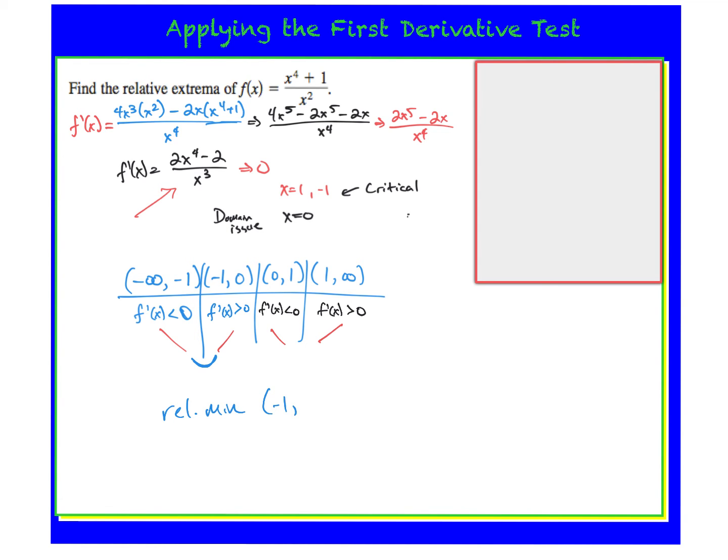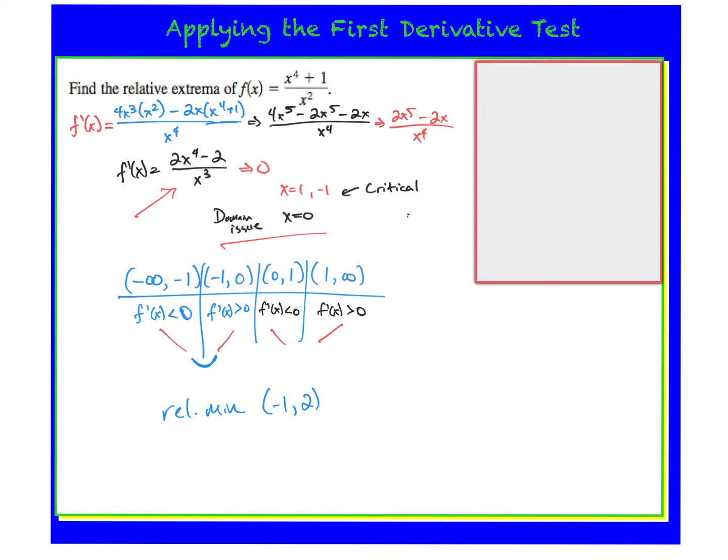All right. Let's go ahead and back substitute. Why not? So if we back substitute in negative 1, what do we end up getting? 2. We get 2. All right. What's happening at 0? Do I have a relative max? No. Oh, no. No, I don't have a relative max. Why not? Vertical asymptote. I have a domain issue at x equals 0.